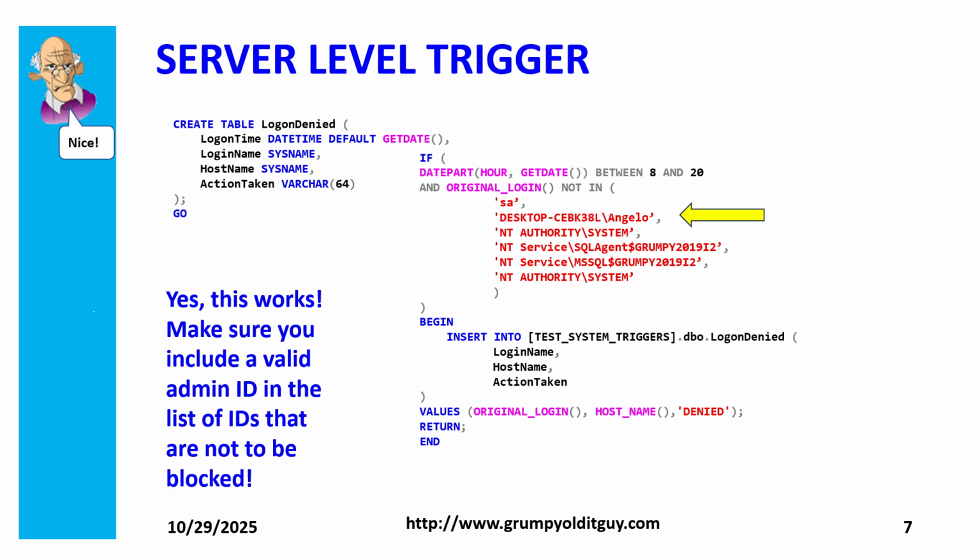And we're going to introduce some more complex logic. Specifically, the first logic is an if statement that says that if the original logon is not in the SA or the Windows authentication admin or any of the NT authority system IDs, then basically insert a record into the login table that flags it as denied. So let's go right into our demo and see how this works.